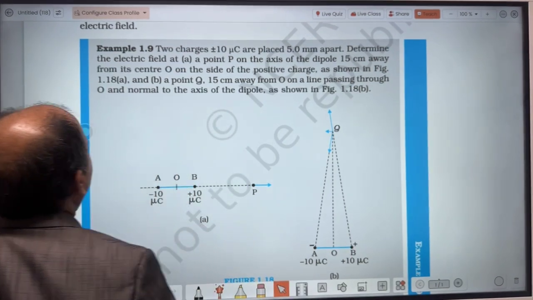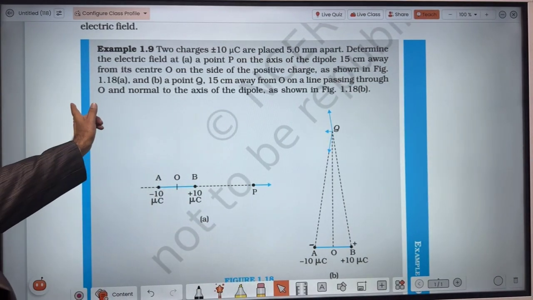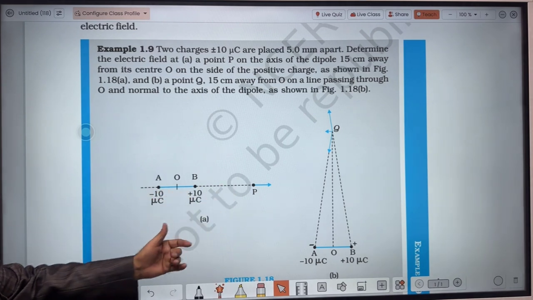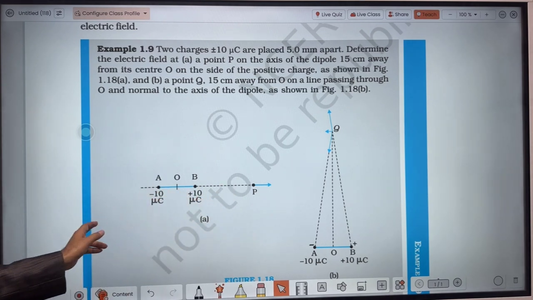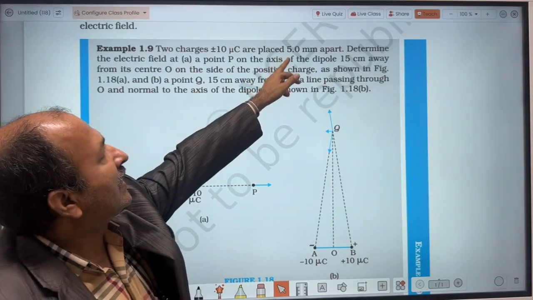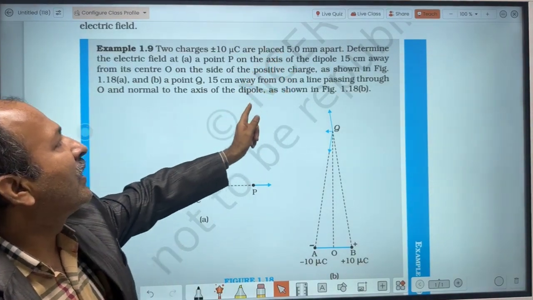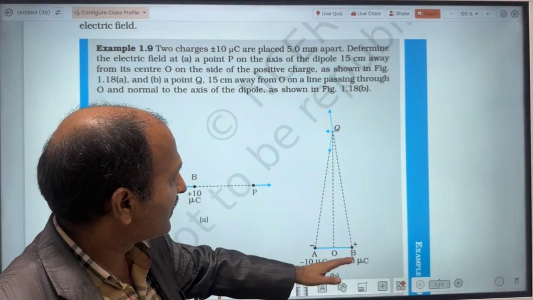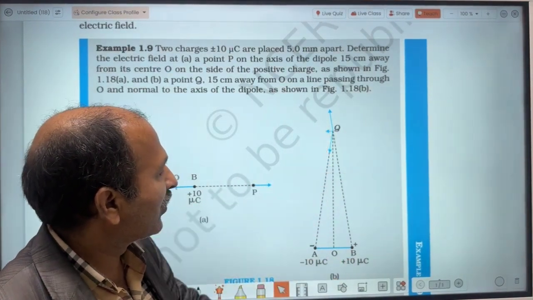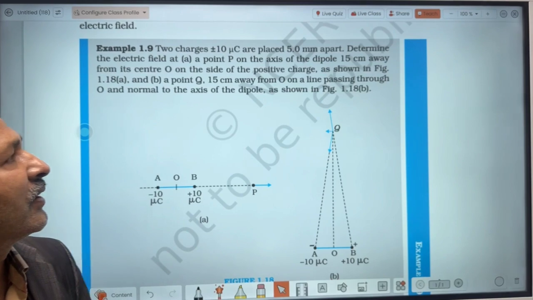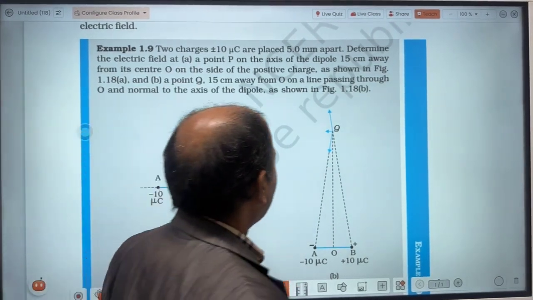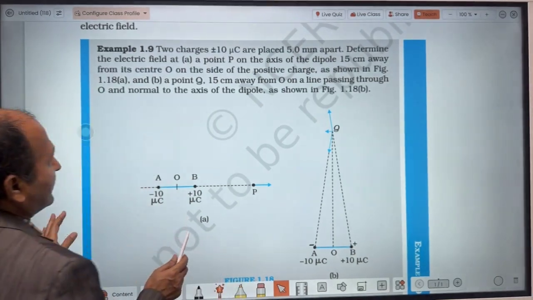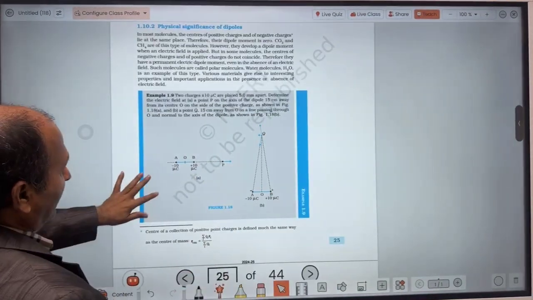So in that case, you will apply the formula of axial point. These are the two charges, separation is given, and you can neglect the length of the dipole while doing calculation. Similarly, there is a point here. This is on its equatorial point. So then again you can apply the formula for electric field on the equatorial point of a dipole and you can get the answer. So I'm not doing that.